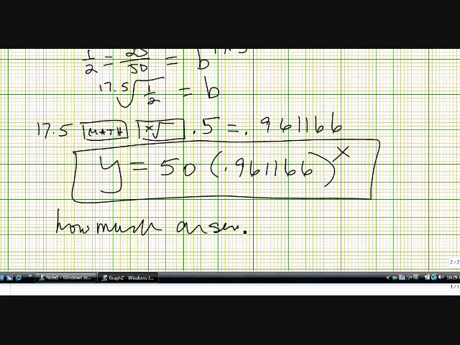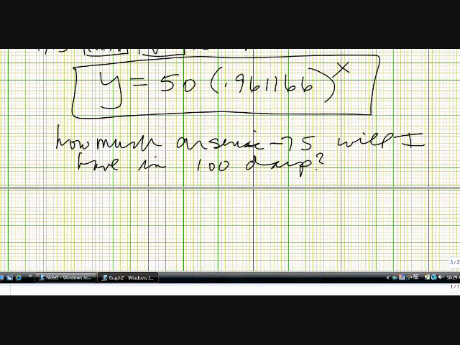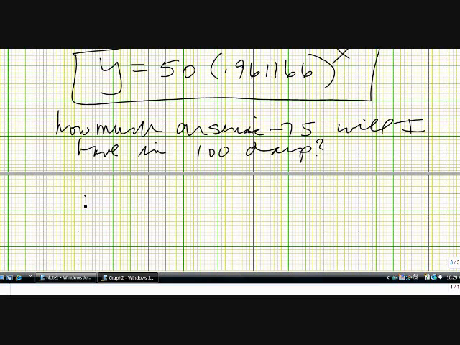All right. So how much arsenic-74 will I have in 100 days? How would I figure that out? Well, the days are the x, time is almost always the x. I'll put the 100 in for the x, and then I'll just use my calculator to calculate how much.